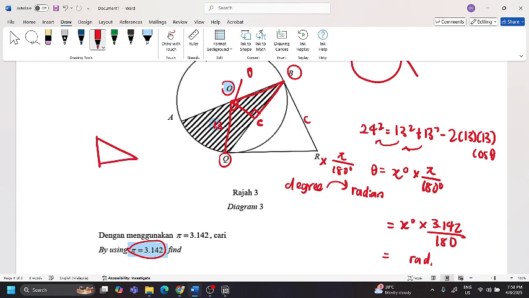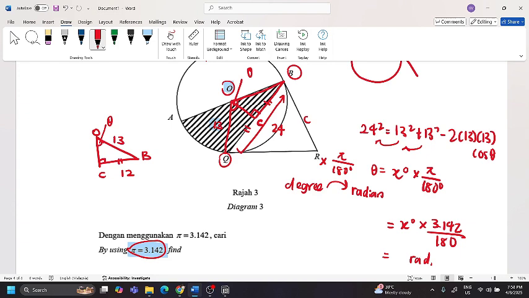So this one, OBC, is a right angle triangle, and the length here and here should be the same. So if the total length here is 24, I divide by 2. Here is 12. And then here the length, which is the radius, is 13. And then you find the angle here. How to find? This one is a right angle triangle, right?